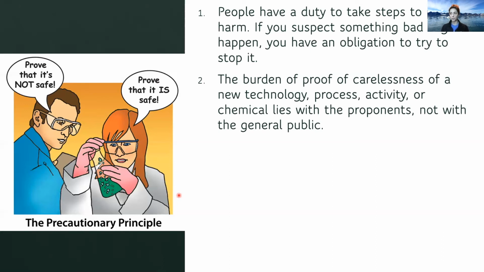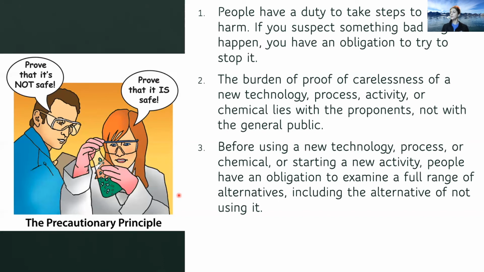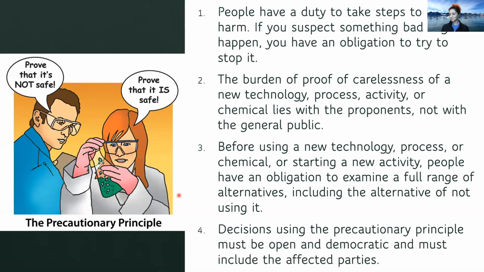not with the general public. Number 3, before using a new technology, process, chemical, or starting a new activity, people have an obligation to examine a full range of alternatives, including the alternative of not using it. And then finally, decisions using the precautionary principle must be open and democratic and must include the affected parties. This is a very big deal.